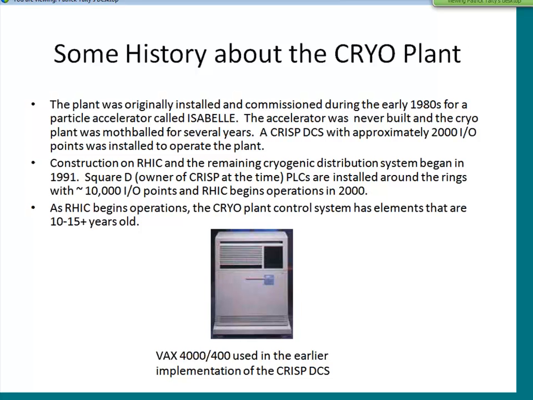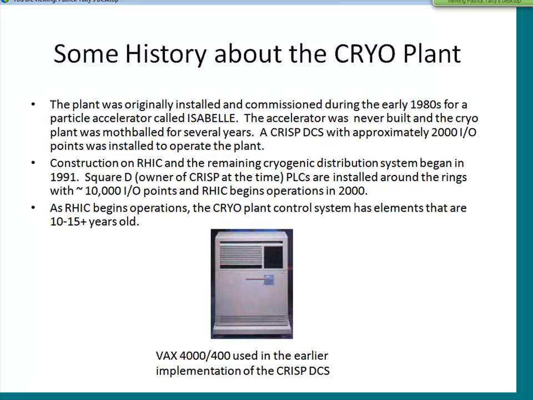1991 when the Department of Energy gave approval to build RHIC, the Relativistic Heavy Ion Collider, that this system was brought back to life. And at that time, Square D, which I think is a name most people are familiar with, was the owner of CRISP Automation Systems, the people who made the DCS that we already had. So Square D PLCs were installed around the RHIC ring, and that added a significant amount of I/O, about 10,000 I/O points, probably a 50-50 mixture between floating point, analog stuff, and digital values.